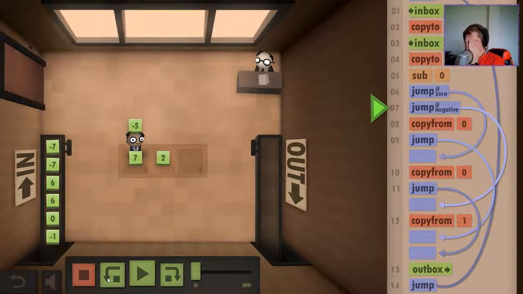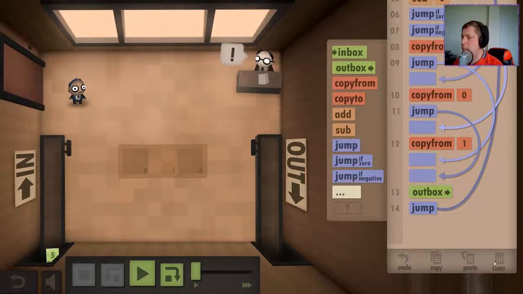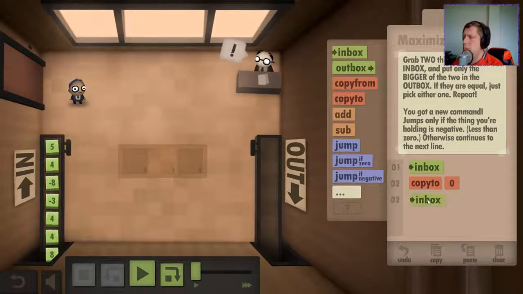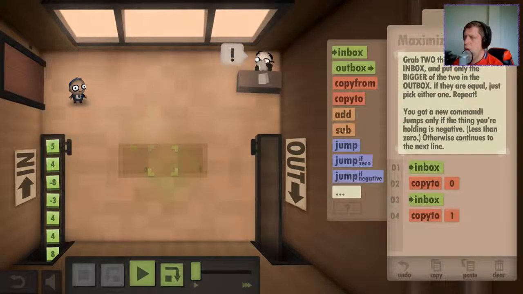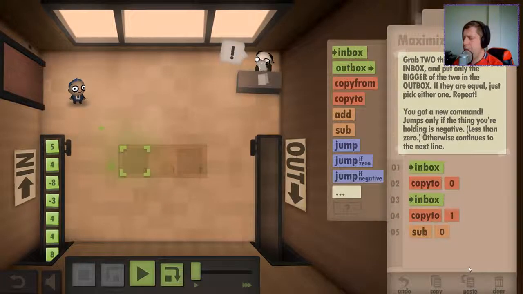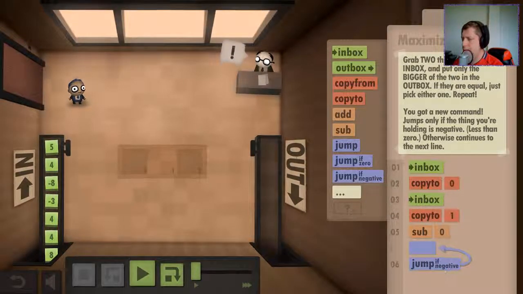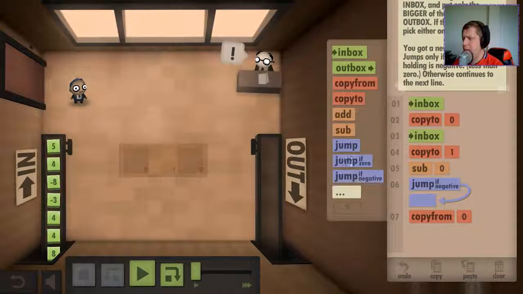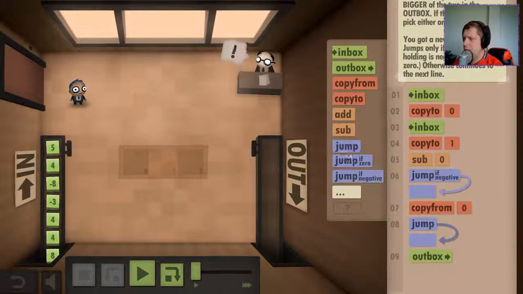Hold on. If it's negative when we're subtracting the second number, oh man. Let's clear it out again. Come out and debug. Alright, inbox, copy to zero. Inbox, copy to one. Subtract from zero. So if we get a negative value, then the first number has got to be the higher number, right? Copy from zero, and then we'll jump to outbox, jump back to the beginning.